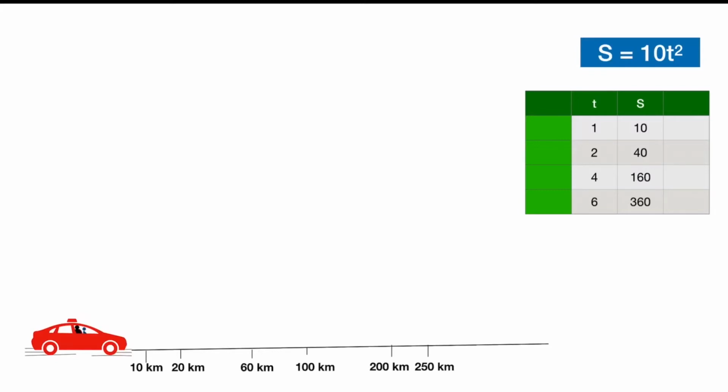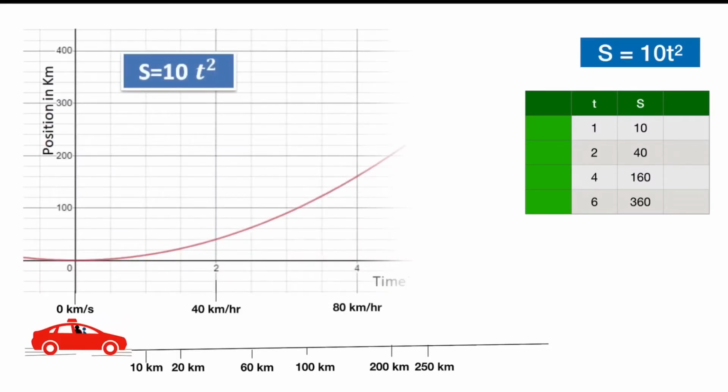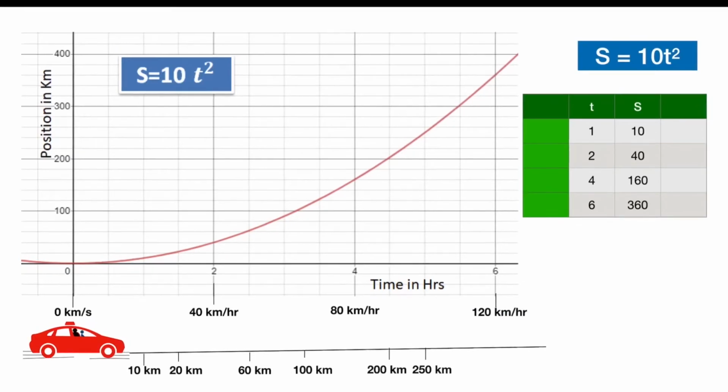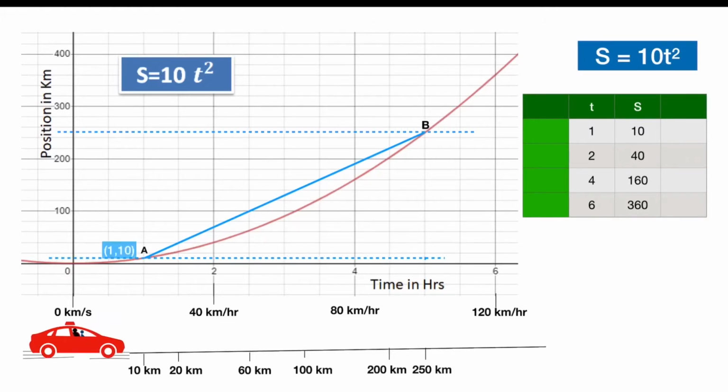Now if I take these values and draw a displacement time graph, I will get something like this. So this is a displacement time graph, or you can say position time graph. Now if I want to know the average velocity between point A and point B, here point A has coordinates 1, 10, meaning 1 hour and displacement 10 km. Here point B is 5 hours from the start of its motion, and 250 is the displacement or position with reference to point O.